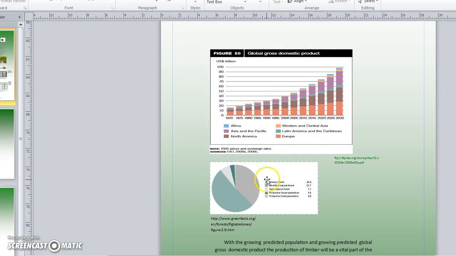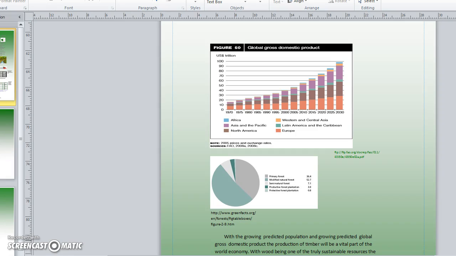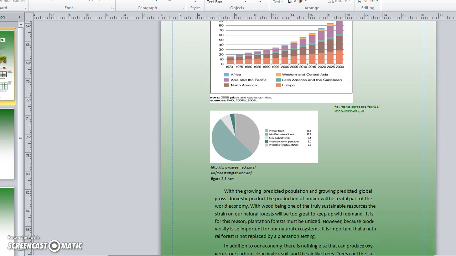Now this graph right here is showing where we get our wood right now, and that's showing about 36% in primary forests, only 3% productive forest plantation. So I'm predicting that in the future, the plantation setting is going to be a much better utilized format for growth. And then finally, I ended the infographic with a closing statement that I'll read now.